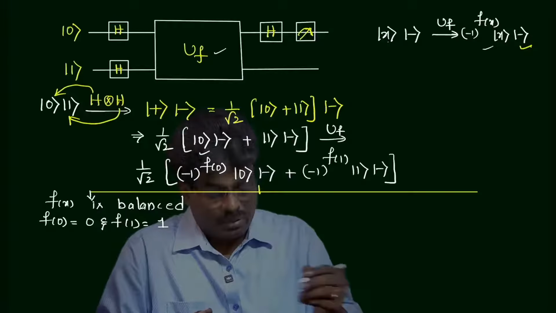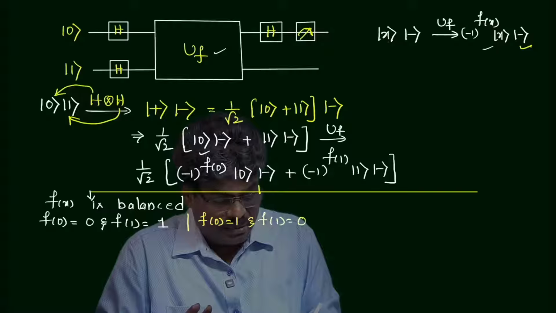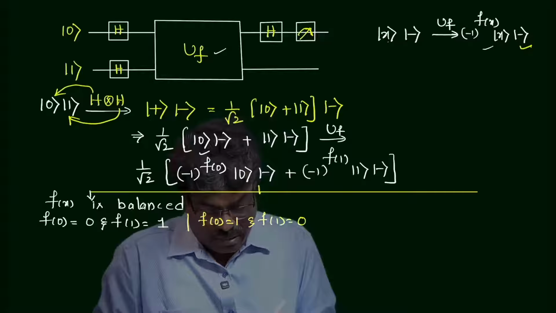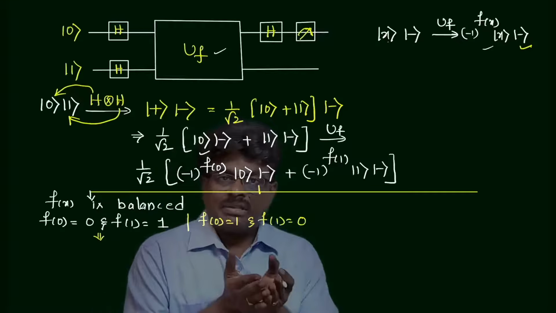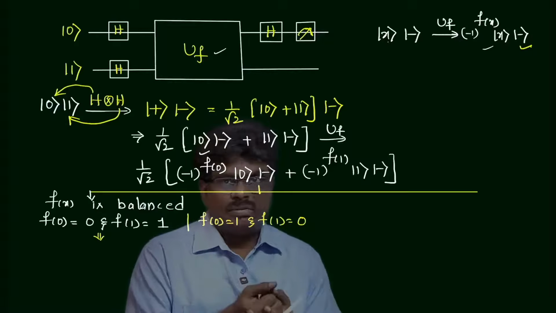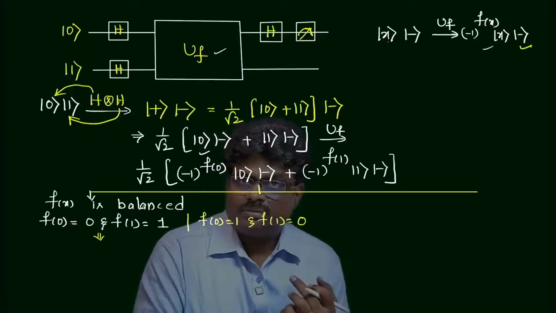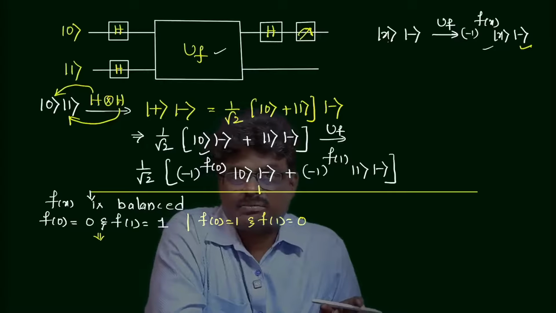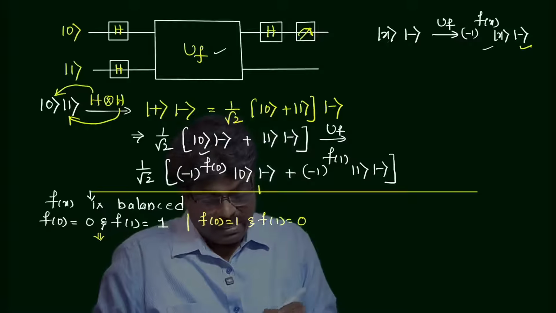You may get one more doubt: shall we take f(0) equal to 1 and f(1) equal to 0? Sure, you can take that, no issue. So first let me apply this. That means your output will be f(x), either f(0) or f(1). f(0) I have taken 0, f(1) I have taken 1. If both are the same, then we have to say that the function is constant. In this case I have taken the function as balanced. Now please take this and apply.